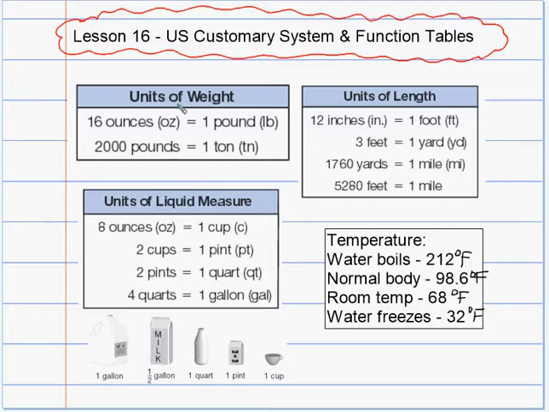So when we're talking about units of weight, 16 ounces, and then in parentheses this is going to tell you the abbreviation. So 16 ounces equals 1 pound, or you can work it backwards the other way. 1 pound equals 16 ounces. Okay, so that's how you read these charts. 2,000 pounds equals 1 ton.